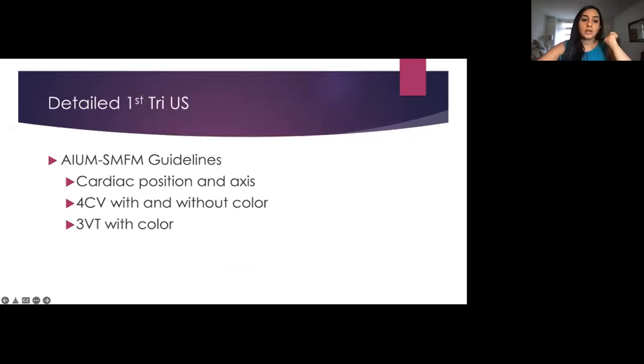So in terms of what is written in the guidelines and which views are important to get, based on the AIUM and SMFM guidelines, it's cardiac position and axis, the 4-chamber view with and without color, and then your 3-vessel trachea view with color.